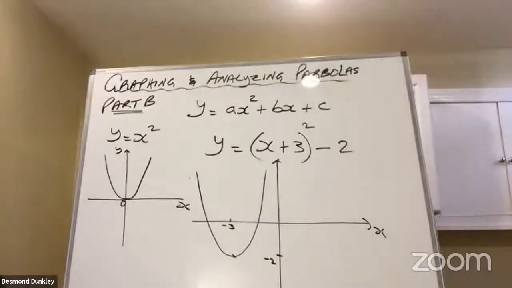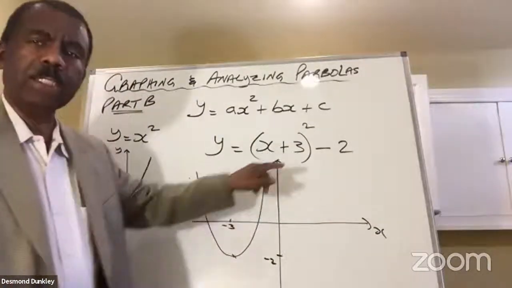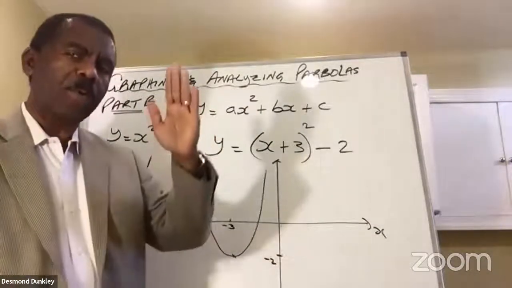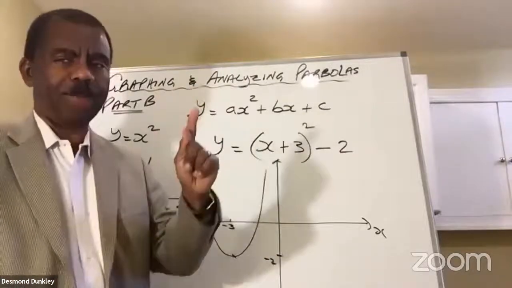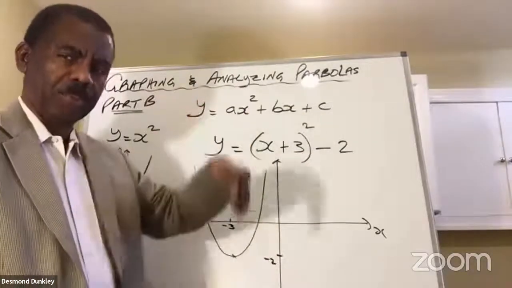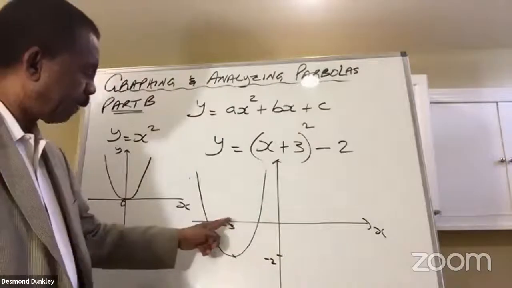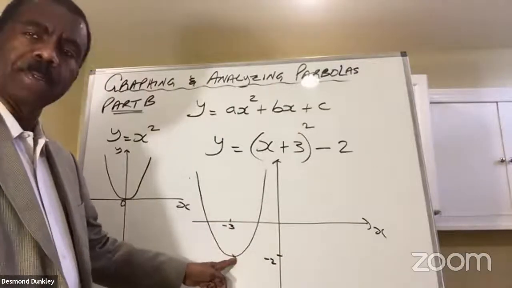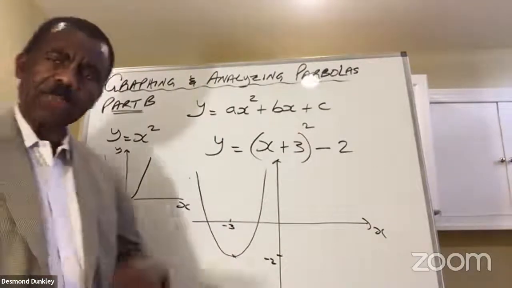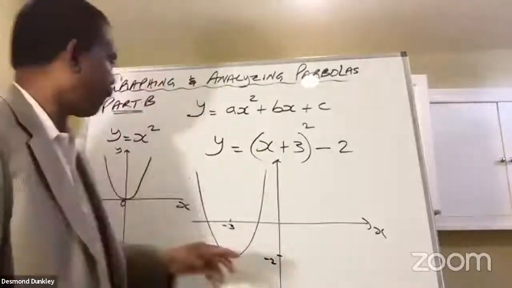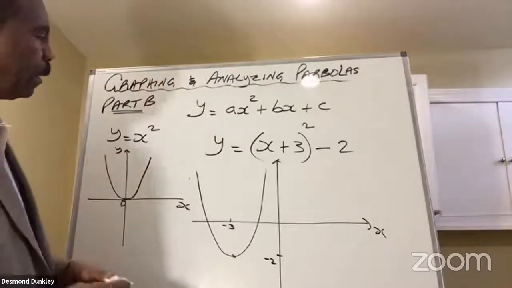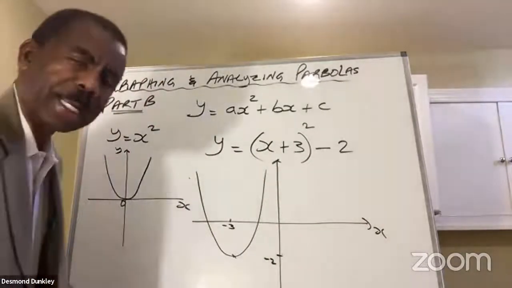So look what happens. This creates 2 different shifts, 1 horizontal, 1 vertical. 3 to the left, 2 down. Okay? So that's the translation that occurs when we modify the parent function. Okay? What else can happen?